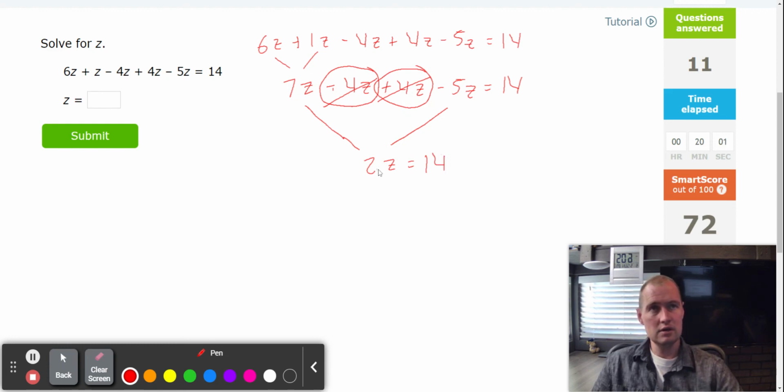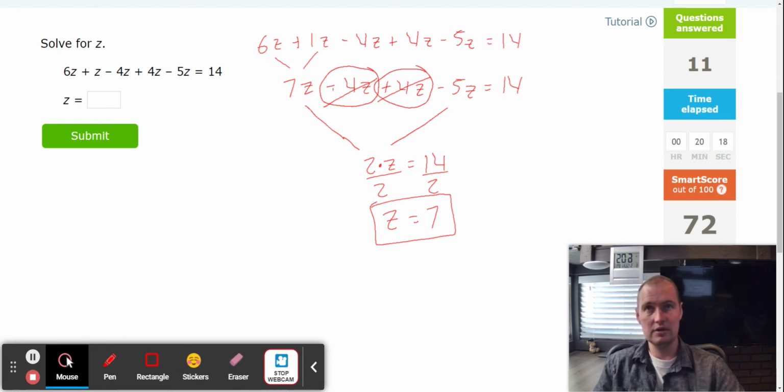So here, 2 times zebra, the opposite is divide by 2, but if I divide by 2 on the left side, I better divide by 2 on the right side. And therefore, zebra equals 14 divided by 2 is 7. So we got 7 zebras in this case. So here we go, 7.